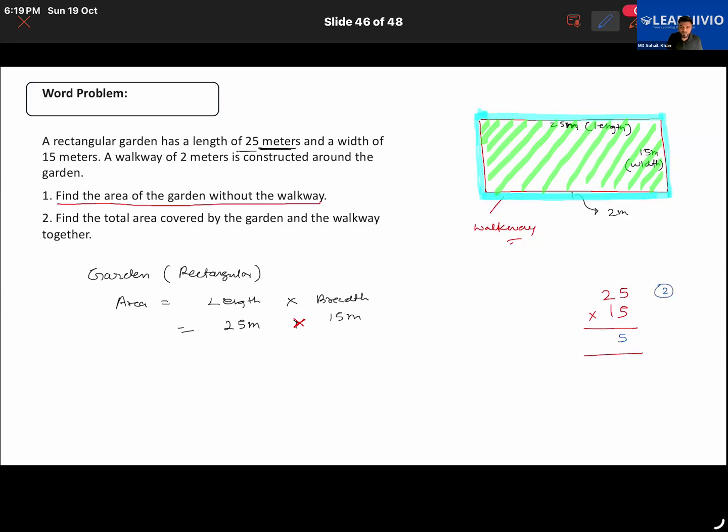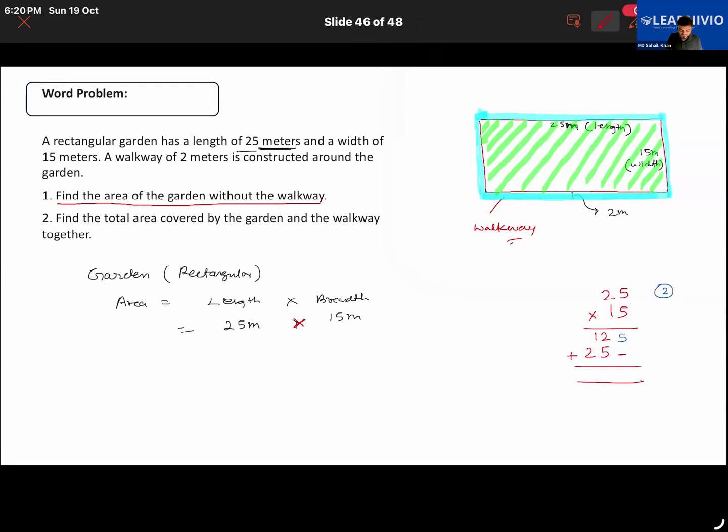So you write 5, you carry 2. Okay, continue. Remaining two, five twos are 10. Plus 2 is 12. So we write 12 here. Okay, we leave a space here, then continue. One into 5 is 5, and then 5 twos.